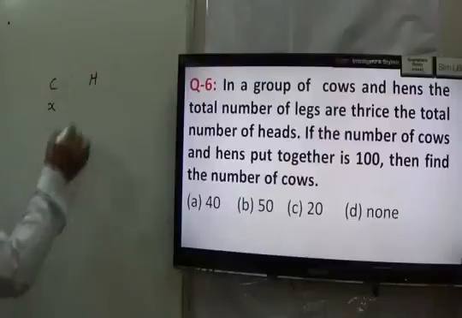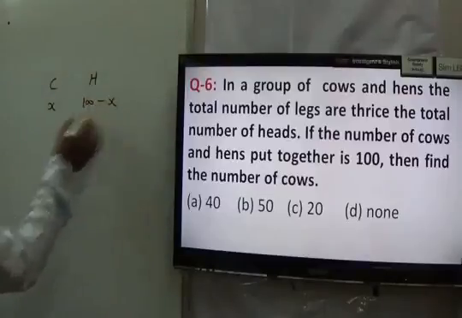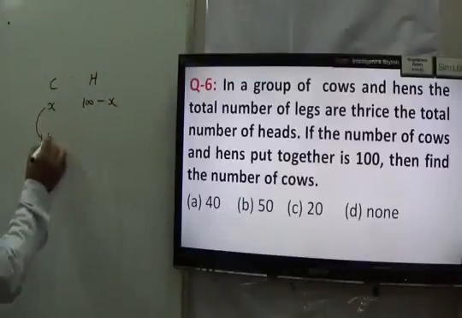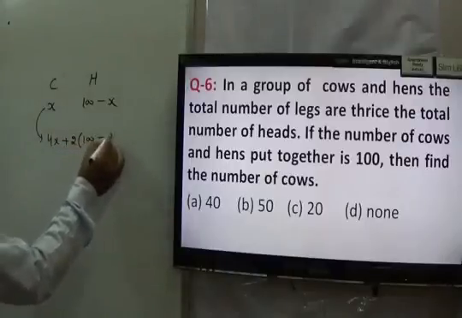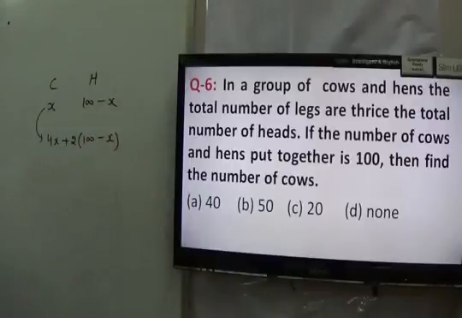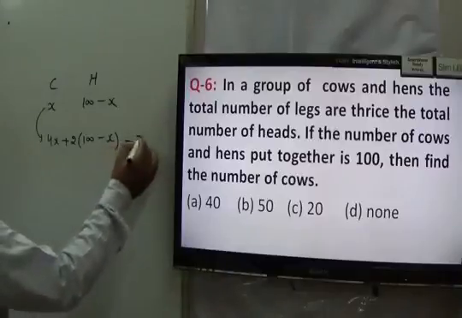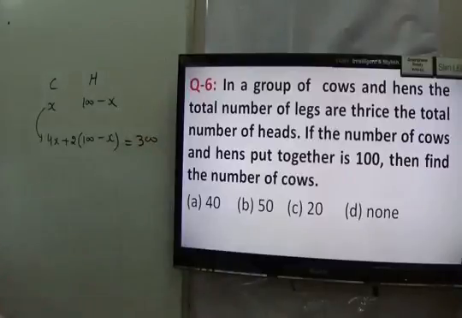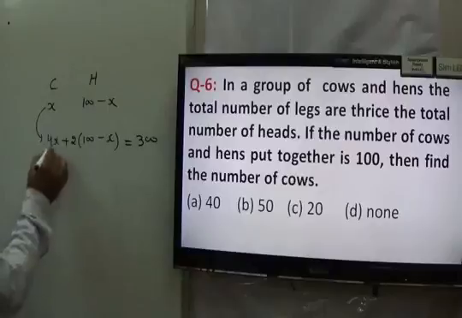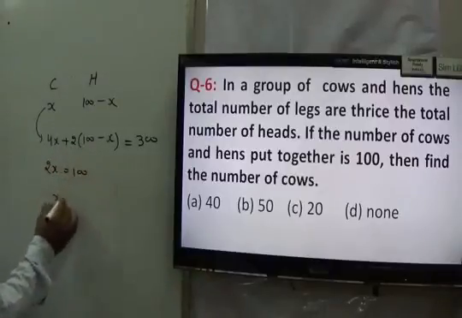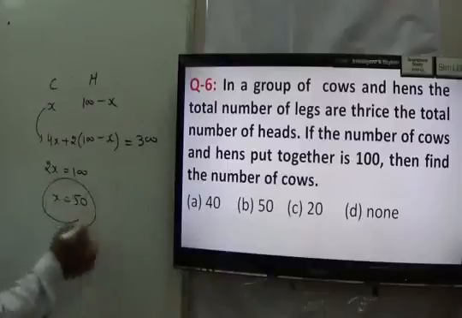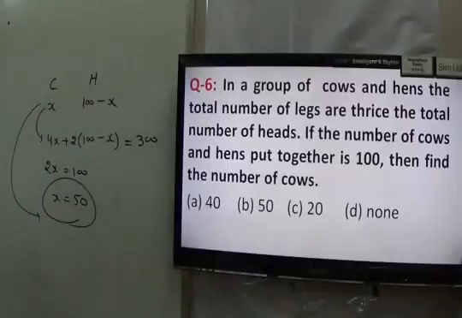If I take cows to be x, hens to be 100 minus x, number of legs are 4x plus hens are 2 into 100 minus x. This is equal to thrice the number of heads. Number of heads are 100, so 300, right? From here I can find out x, that is 4x minus 2x, 2x equal to 100, x equal to 50. Here I can say that number of cows are equal to 50 as well as number of hens are equal to 50. The question is very simple.